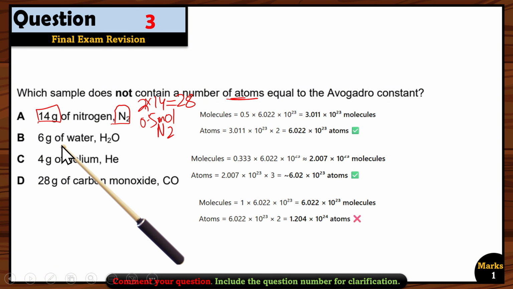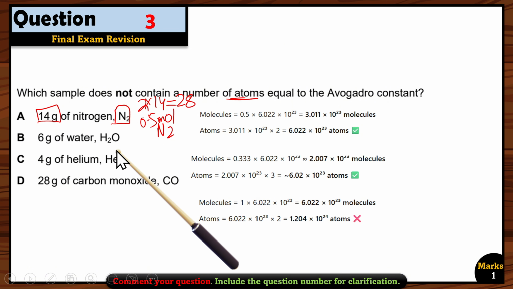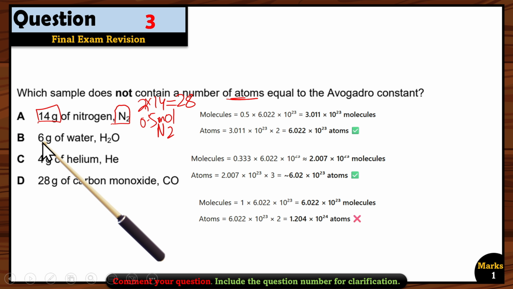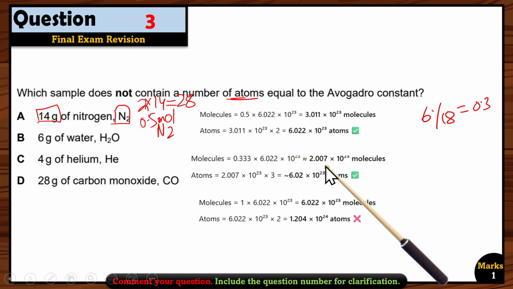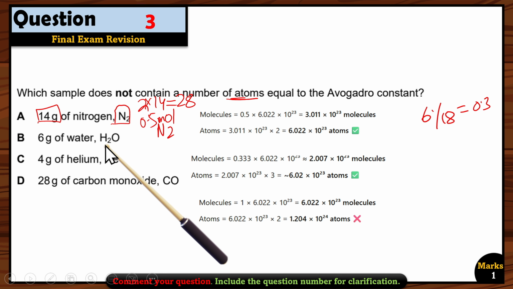Same for water. If you look at the water, it is 6 gram, but 1 mole of water should have 6.02 × 10^23 molecules, right? And the mass should be 18 gram. But if you see, it is 6 gram. So the mole number is 0.33, because 6 divided by 18 is about 0.3 mole, right? So 0.3 moles will have 2.07 × 10^23 molecules. Now, if you want to calculate the atoms, how many atoms do we have here? 3 atoms. So when you multiply 3 atoms with this number, you will get the same Avogadro's constant.